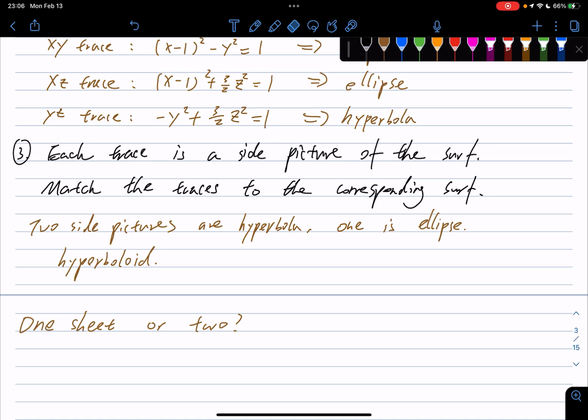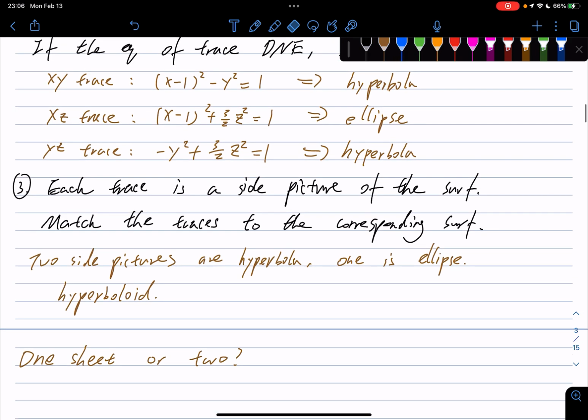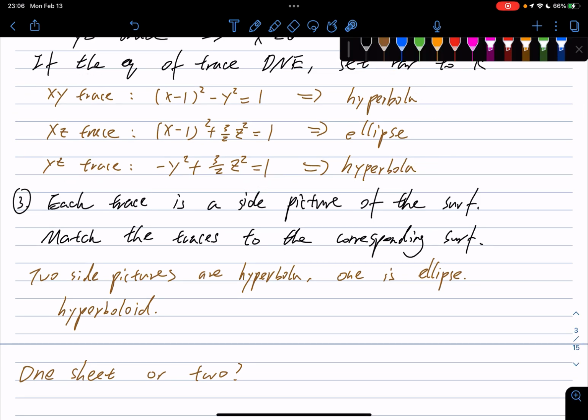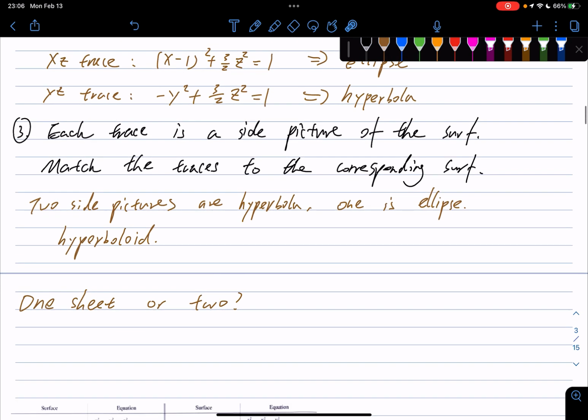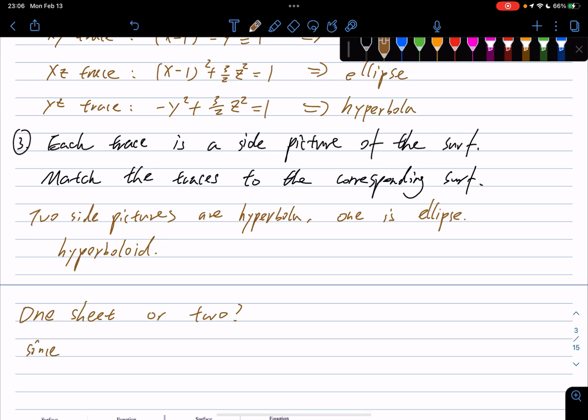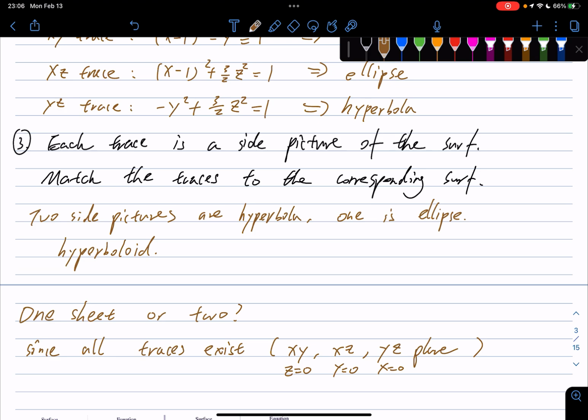One way to tell is that all of the traces that we have created exist, at the xy, xz and yz planes. Since all traces exist, these are z equals 0, y equals 0, x equals 0. That means the surface is continuous. Therefore, one sheet.